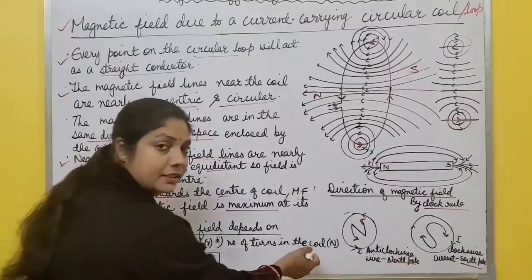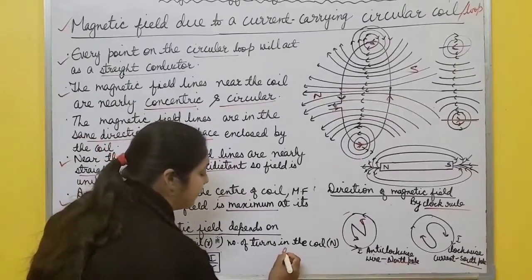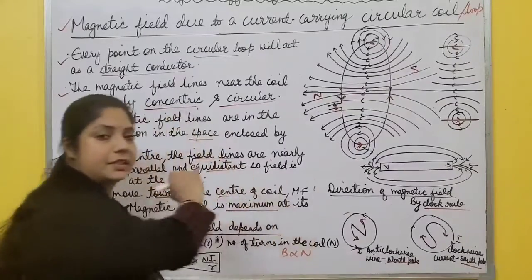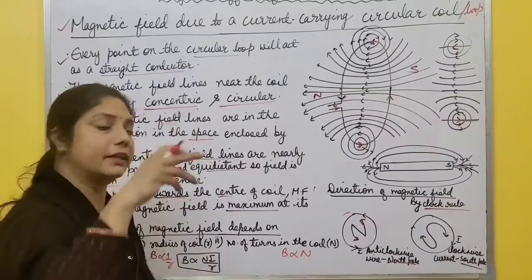And it also depends on the number of turns in the coil. So the magnetic field is directly proportional to the number of turns in the coil. The greater the number of turns in the coil, the greater the magnetic field.